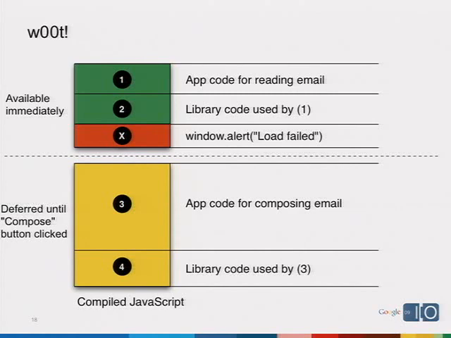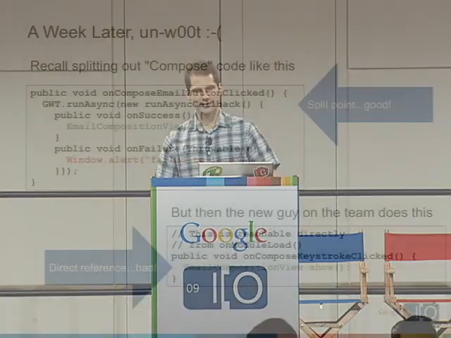Something we like to brag about the system is that it's not just your code that gets split up either. The email reading code might use one part of the standard library, and the email composing code might use a different part. We'll actually split that up for you, too. As you can see, 2 and 4 are from the same library, but they got split in half. So that's when things are going well.